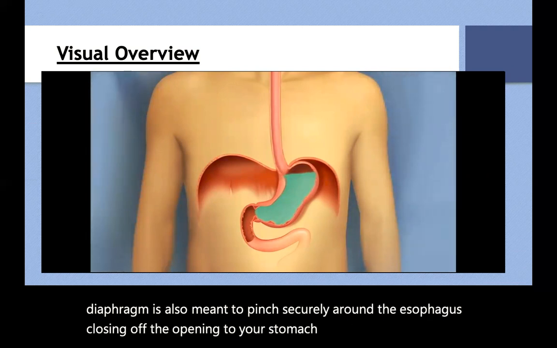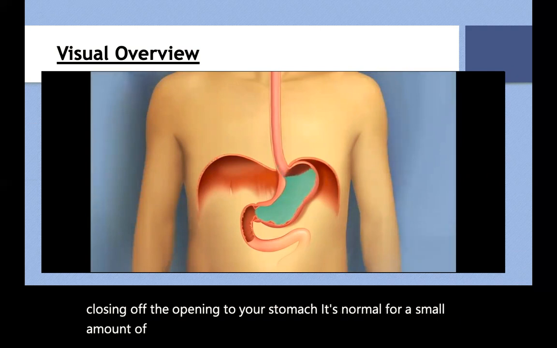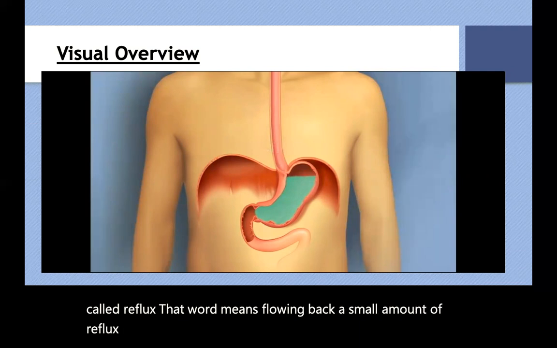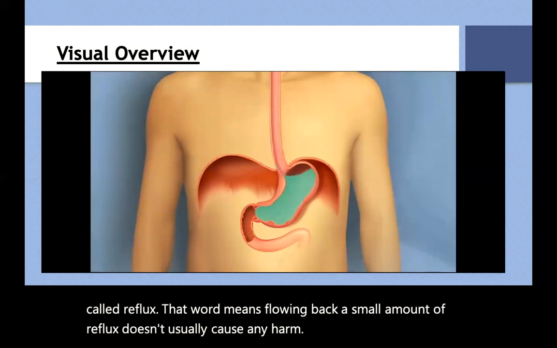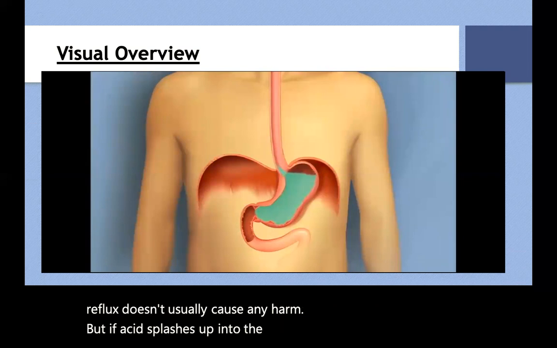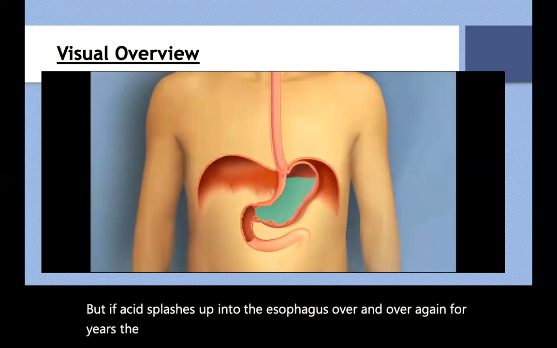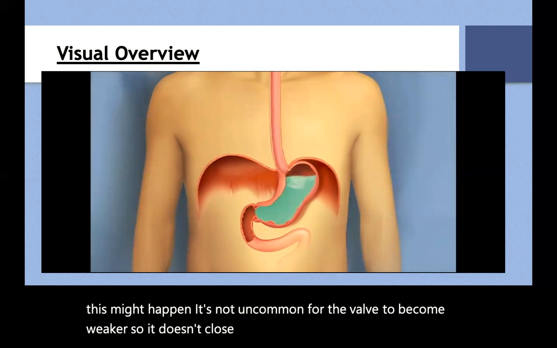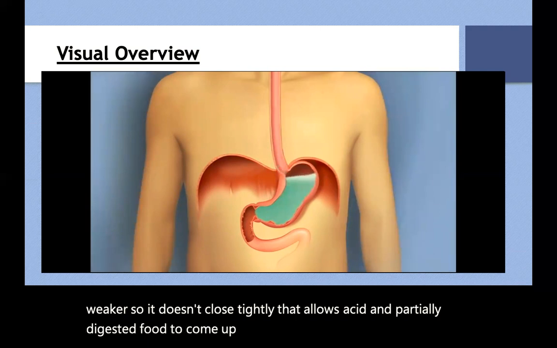It's normal for a small amount of acid to occasionally splash into the esophagus. This is called reflux. That word means flowing back. A small amount of reflux doesn't usually cause any harm. But if acid splashes up into the esophagus over and over again for years, the esophagus can be damaged. There are several reasons this might happen. It's not uncommon for the valve to become weaker, so it doesn't close tightly. That allows acid and partially digested food to come up into the esophagus.